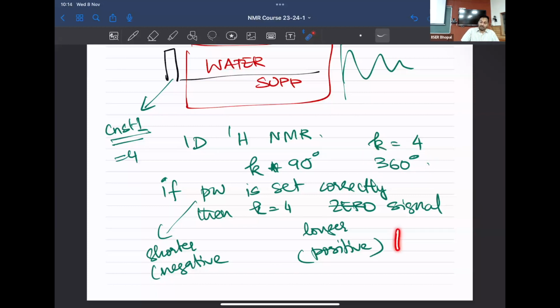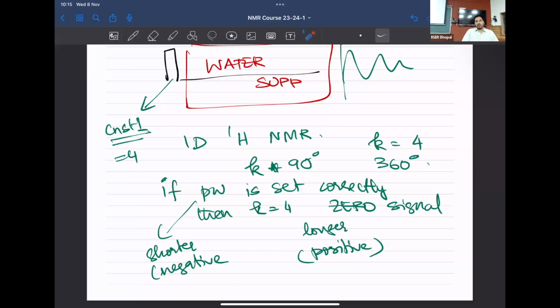And the reason for not taking the 180 degrees is because the moment you apply 180 degrees, you're going to invert the population. The moment you invert the population, it's going to require a much longer recycle delay for the polarization to recover back so that you can carefully optimize this pulse width calibration. So if you do a 360 degrees, your D1 can be short enough for you to do quick calibration. Okay, so therefore 360 degrees is chosen over 180 degrees for a proton channel. Does that make sense? Did everybody follow what was done?